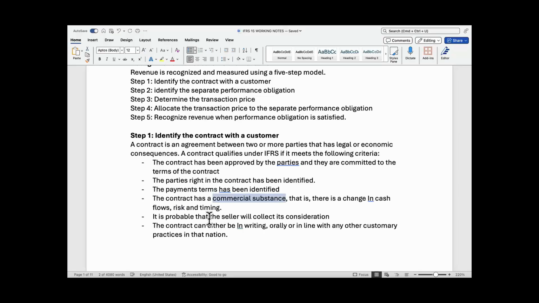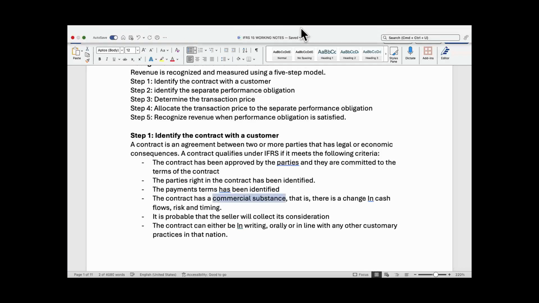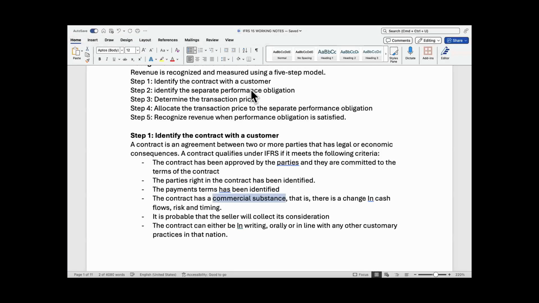Also, we must be able to say for sure that there should be over a 50% chance that the seller is going to collect his money. It is probable that the seller will collect its consideration. And finally, the contract can either be in writing, orally, or in line with any other customary practices in that nation. That's step 1.